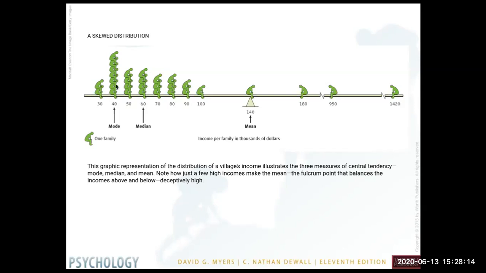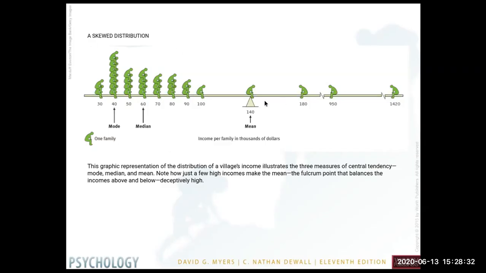We have 1, 2, 3, 4, 5, 6, 7 families that make $40,000 a year. 4 families that make $50,000. 4 families that make $60,000. 3 that make $70,000 and $80,000. 2 that make $90,000. 1 family makes $100,000 a year. This is where the majority of the numbers are.